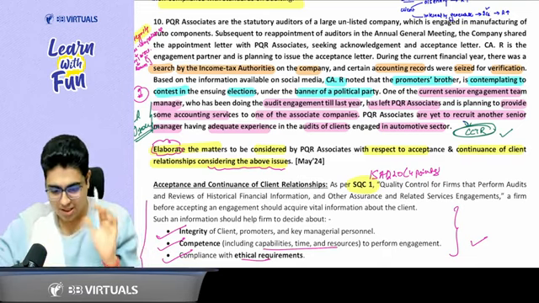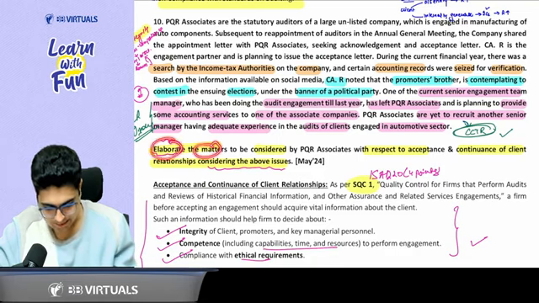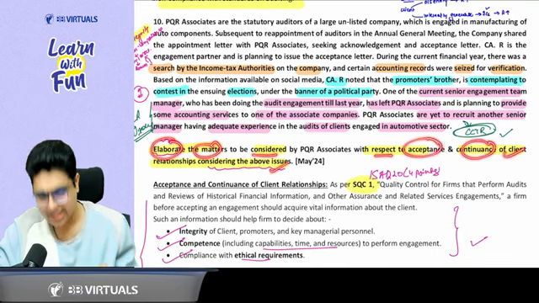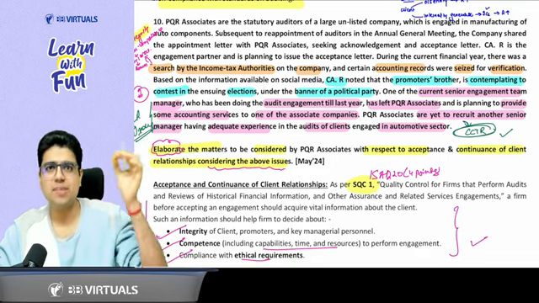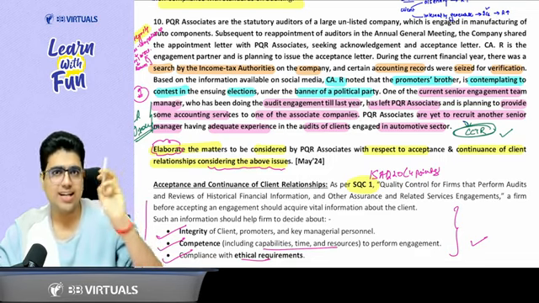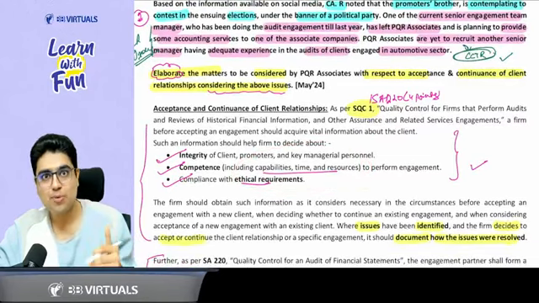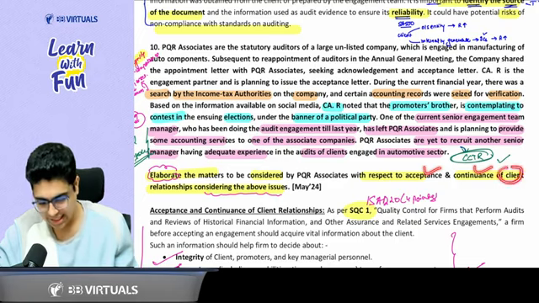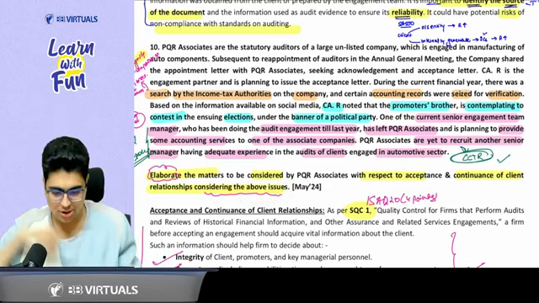Got it, sir. Now, sir, what does this question say? Everyone understand. Elaborate the matters to be considered with respect to acceptance and continuance of client relationships and engagement. So here they are not only asking you the matters, that is significant matters, ethical requirements, CCTR, integrity. Writing this is not enough. These points need to be written, but more needs to be written. So here they have said elaborate the matters to be considered with respect to acceptance and continuance of the client, considering the above issues. Now, sir, what are the above issues? Let's understand the issues. Okay, sir.